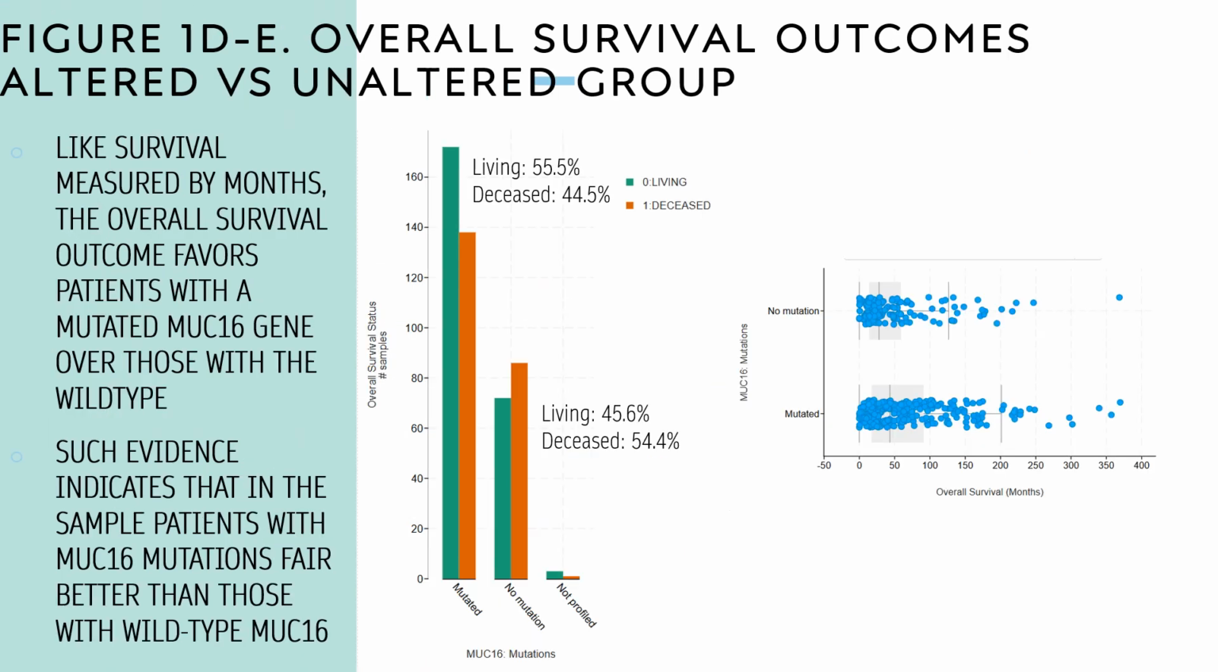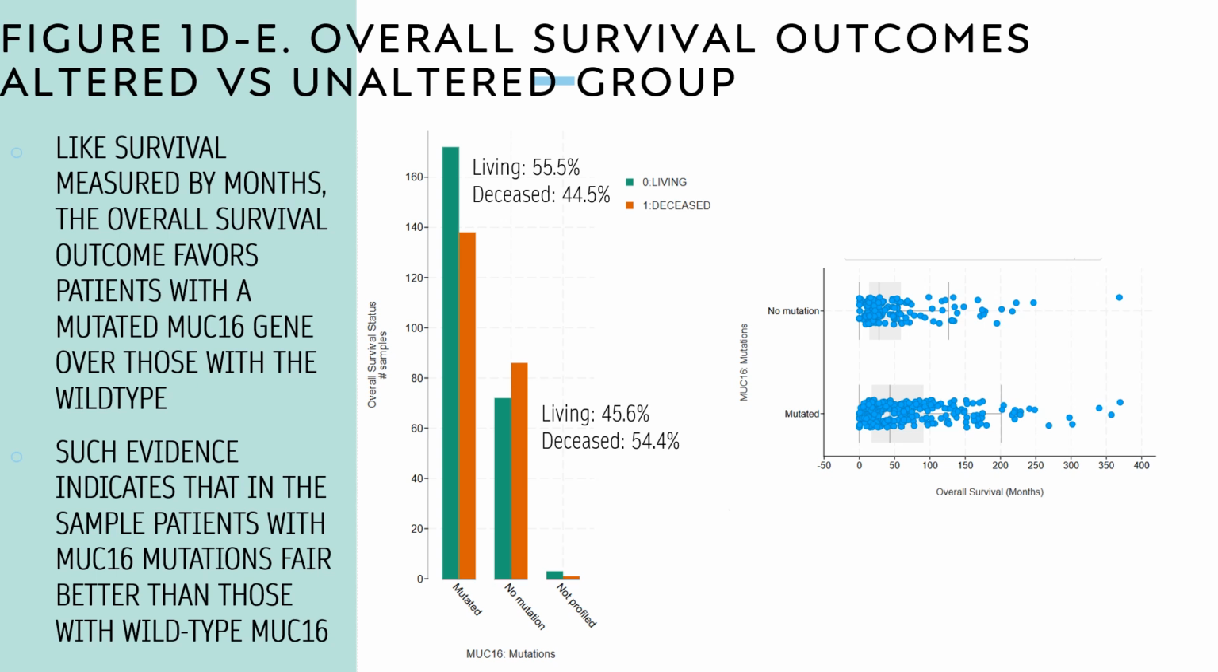Similar to the previous slide, this slide once again shows how the mutated MUC16 gene can influence the overall survival for patients in this study. If you look at the figure on the left, you can see that patients that experience the mutated MUC16 gene have a higher percentage of living to deceased than those without the mutated MUC16 gene. In fact, the proportion of living to deceased almost swaps. And this indicates that those patients that do not experience a mutated MUC16 gene actually seem to have a higher percentage of death than percentage of living.